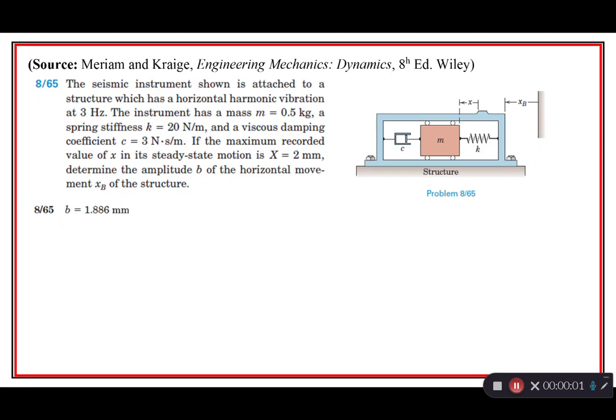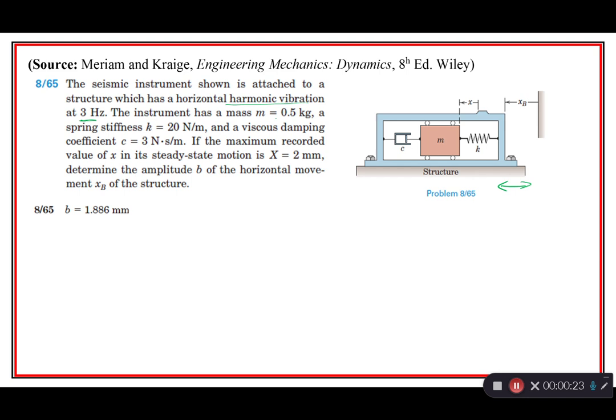Back with some more problems from Miriam and Craig in preparation for exam 3. So we have a seismic instrument attached to a structure which has a horizontal harmonic vibration of 3 hertz. So going back and forth, this thing is.